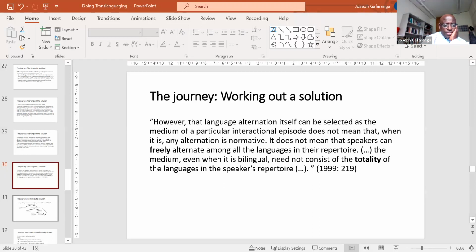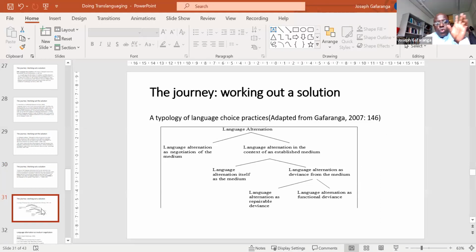And all of this leads me into a typology of language choice practices, whereby you have language alternation as negotiation of the medium, language alternation itself as the medium, language alternation as repairable deviance from the medium, language alternation as functional deviance from the medium. So if we take these, translanguaging, at least as it is defined, would be just this. It would be an aspect of language choice practices, but not all language practices can be described as translanguaging.